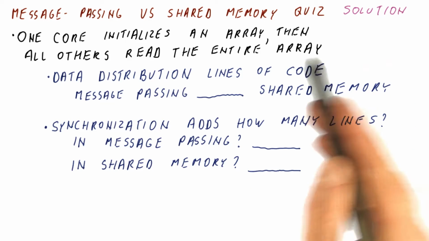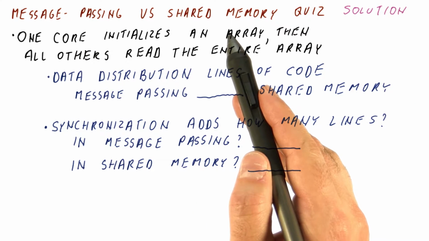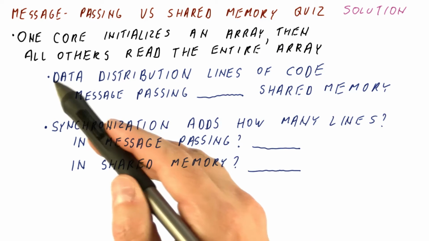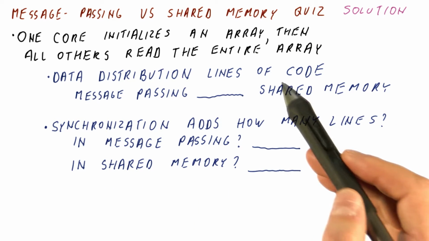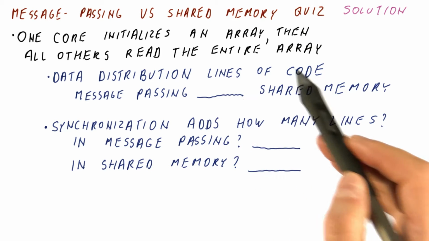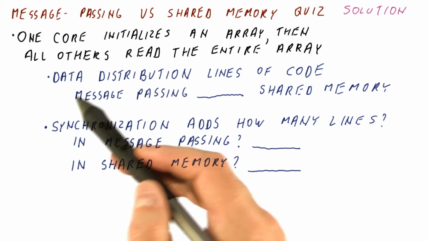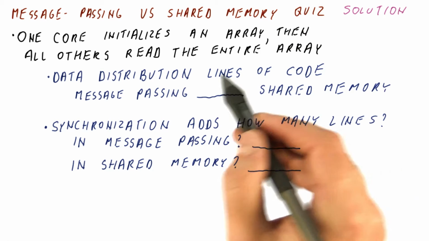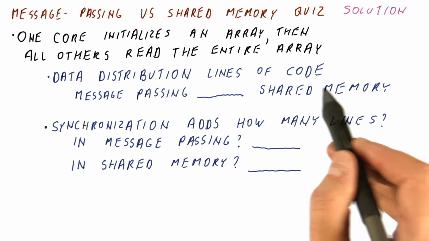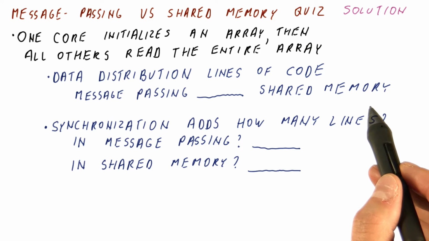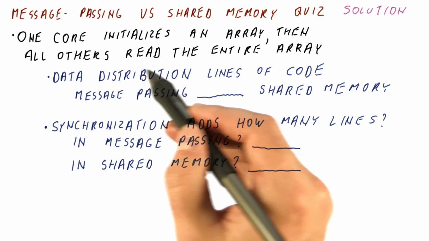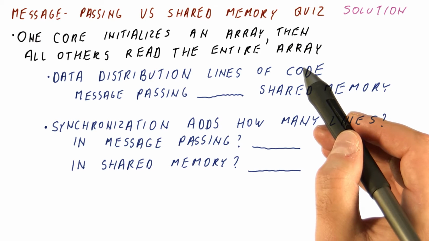Let's look at the solution to our message passing versus shared memory quiz. If we have one core initializing an array and then all others reading the entire array, data distribution, the number of lines of code you need to do it in message passing is significant. The number of lines of code we need for that in shared memory is really 0 lines of code, because once the array is initialized in memory, others can simply read it. They don't need to really distribute the data in any way.